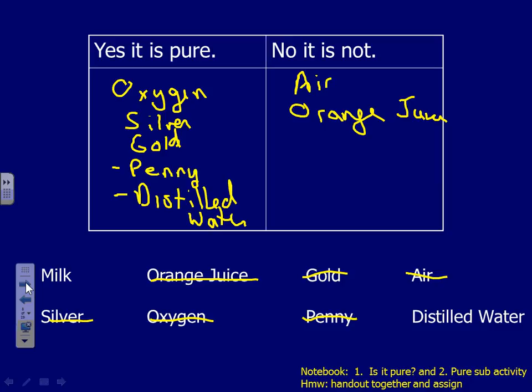Okay, that leaves us to the last one, which can be a little tricky to determine. Where are we putting this one? Yeah, what do you think? Not. Yeah, milk is a mixture of all kinds of stuff.